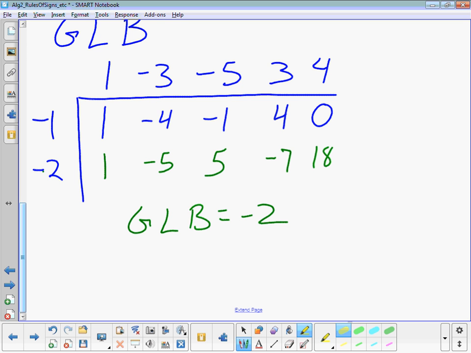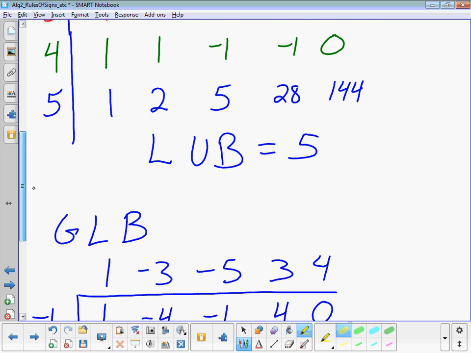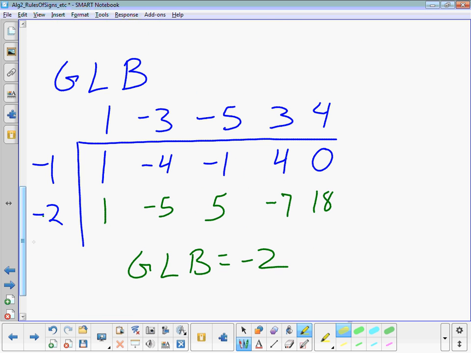So when I look at this particular problem, all of our values, all of our zeros, all of our roots, all of our solutions are going to be between negative 2 and positive 5. They all have to be located there. All 4 roots have to be located there. So that's how we do that. We do it through synthetic division. I think you're ready to go now on the assignment.